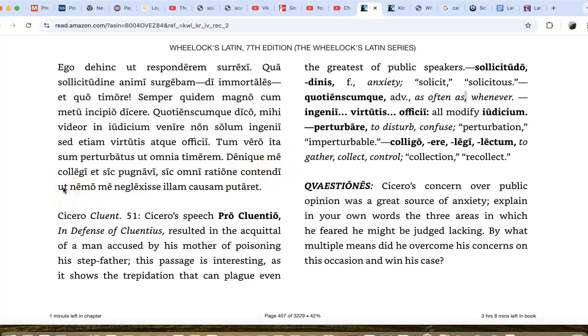So that, right? So here's why he's striving. Here we have a purpose clause, so that no one may think, literally, so that no one may think me to have neglected that cause. If we use a kind of archaic form of English grammar, that actually explains the Latin a little more easily. So that no one may think me to have neglected that cause.